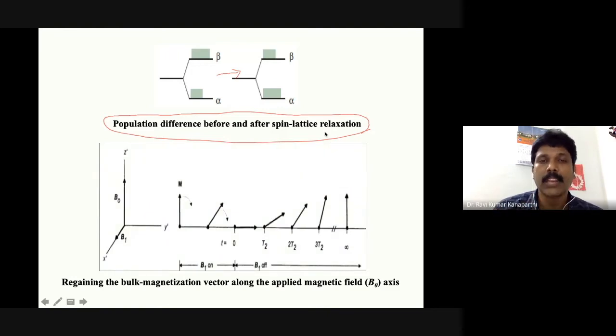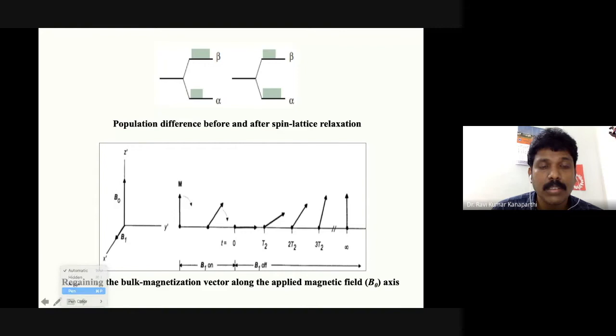Okay, so we can picturize this situation in the classical way. This is the classical picture that will help us to understand the relaxation process. This is where you are applying the RF pulse. Naturally, this net magnetization vector, which is pointed towards the z-axis, actually comes to this particular plane, that is the xy plane, and then it rotates.